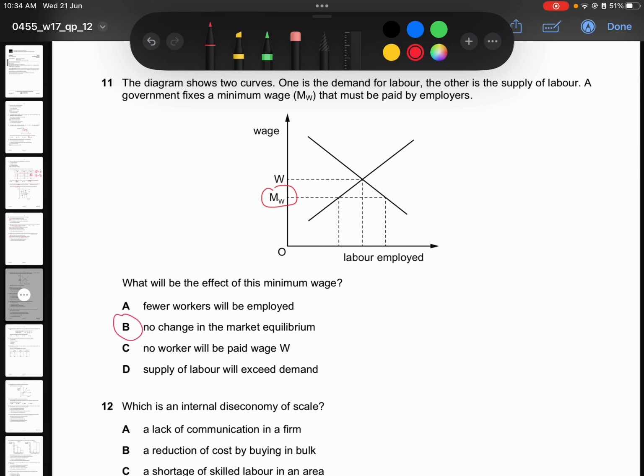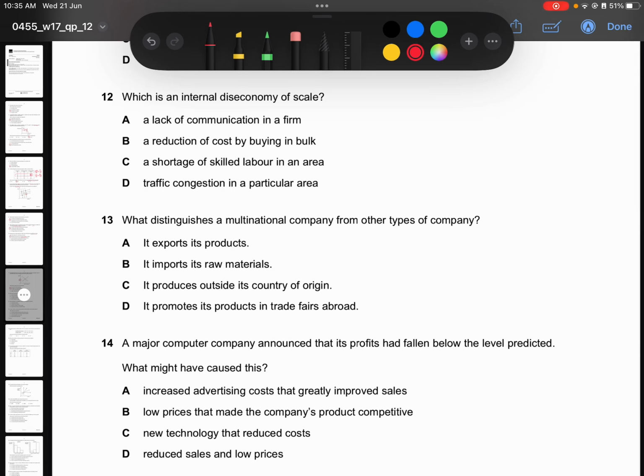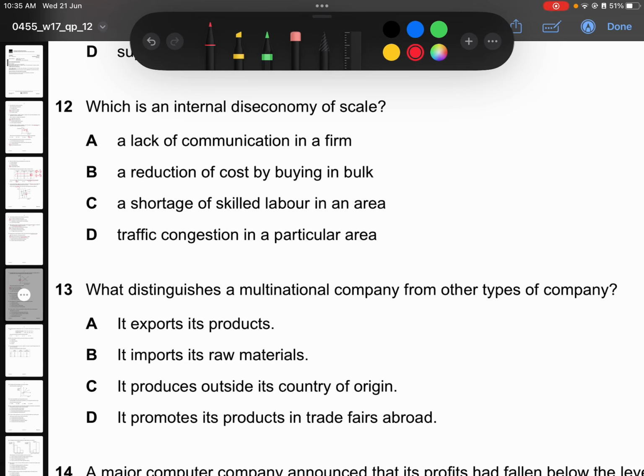Then, what is an internal diseconomy of scale? Now, just to refresh your memory, an internal diseconomy of scale is an increase in your average cost caused by an increase in the size of the firm, not the industry. Traffic congestion is caused by the industry, so that's an external diseconomy of scale. So this is wrong. A shortage of skilled labor, again it's external. A lack of communication, because when a firm grows, there are likely to be communication problems. So hence 12A is the correct answer.